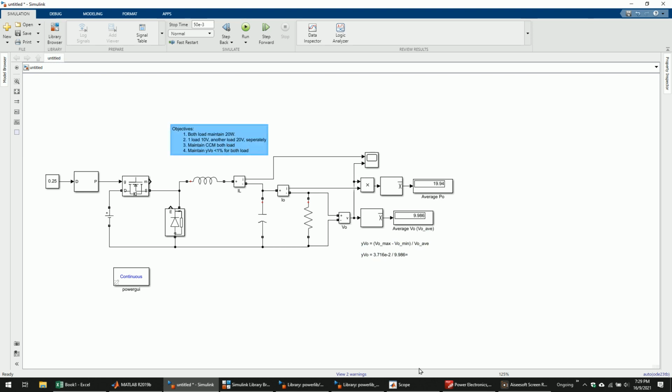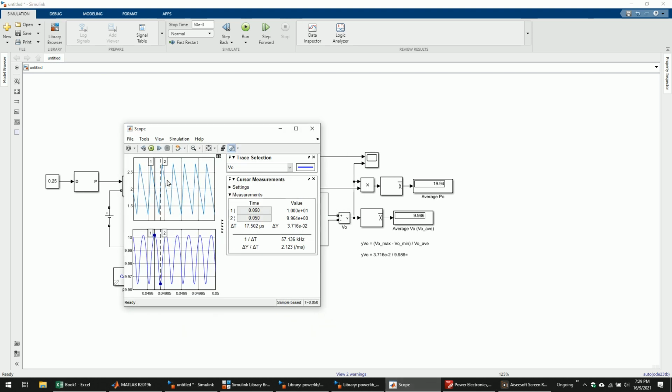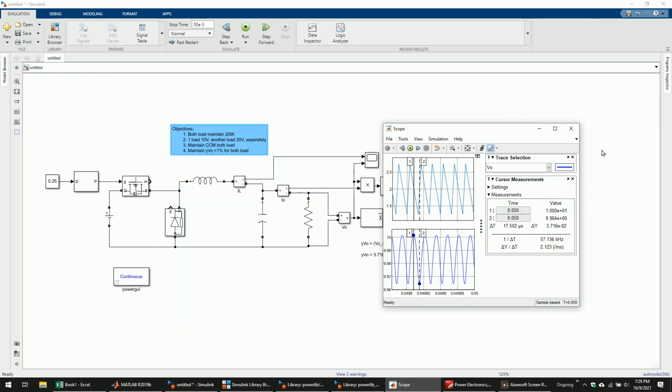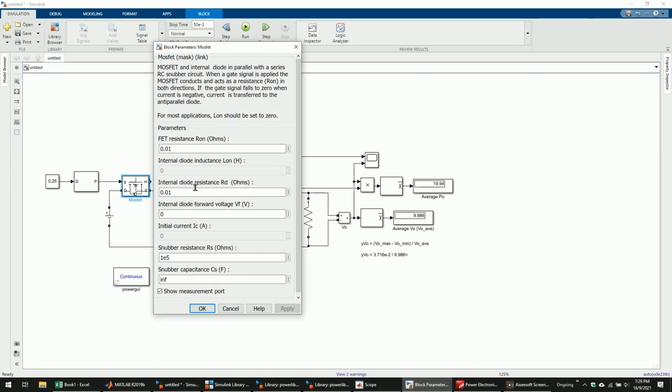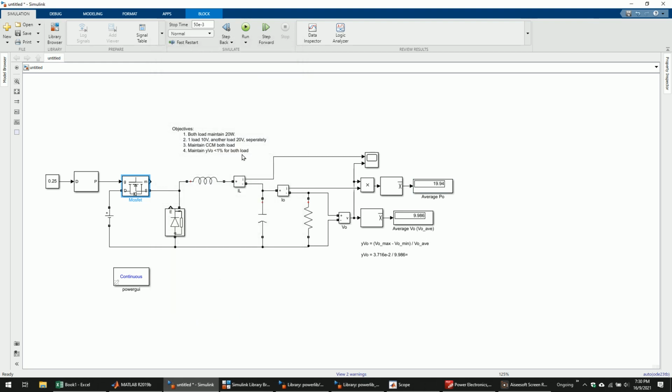Remember here the upper side is objective number 3, to maintain continuous current mode. How about objective number 1? 20 watt. Almost close to the 20 watt, so your objective is achieved. You cannot get the full 20 exactly because you have non-ideality here, there are non-ideal components. And then the output voltage one is 10 volt. This you get 10 volt. So all of the objectives are achieved. Almost all, because you remember here you have to make sure both loads.